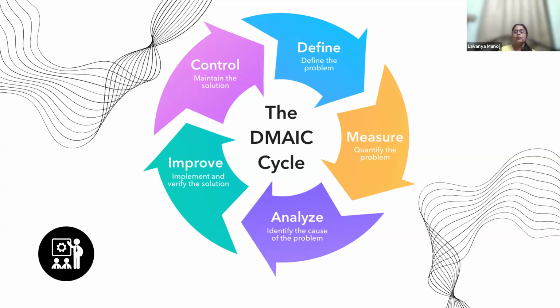So implement and verify the solution, and finally control and maintain the solution. Make sure the employee is not getting affected by the AC unit, so that the employee can come to the organization continuously on a daily basis. There is no frequent absenteeism.